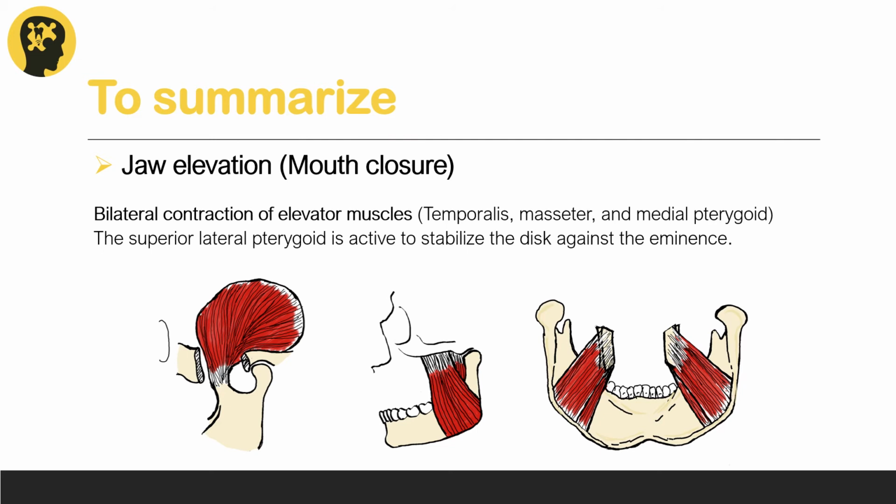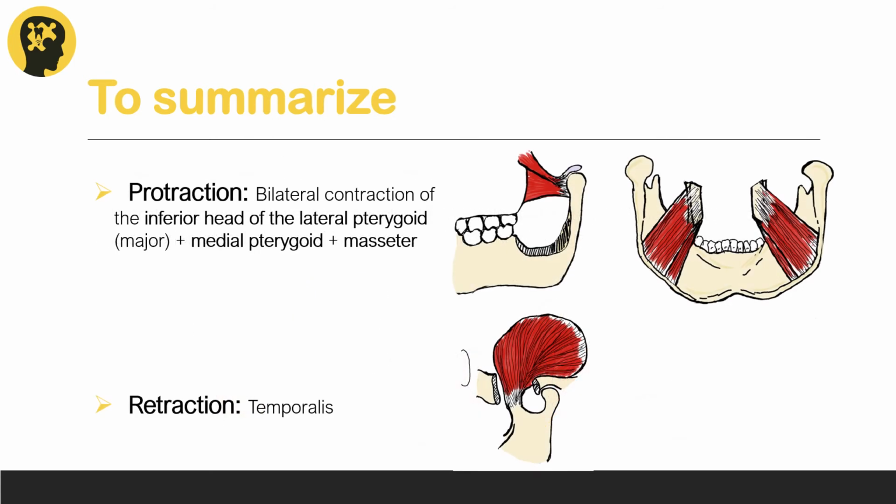Jaw elevation or mouth closure is the result of a bilateral contraction of the elevator muscles, which are the temporalis, the masseter, and the medial pterygoid muscles. Mandibular protrusion or protraction is brought on by the bilateral contraction of the inferior lateral pterygoid and the medial pterygoid majorly, and to a small extent by the masseter muscle as well, whereas retraction of the mandible is brought on by the temporalis muscle, and if we were to be more specific, by the posterior fibers of the temporalis.